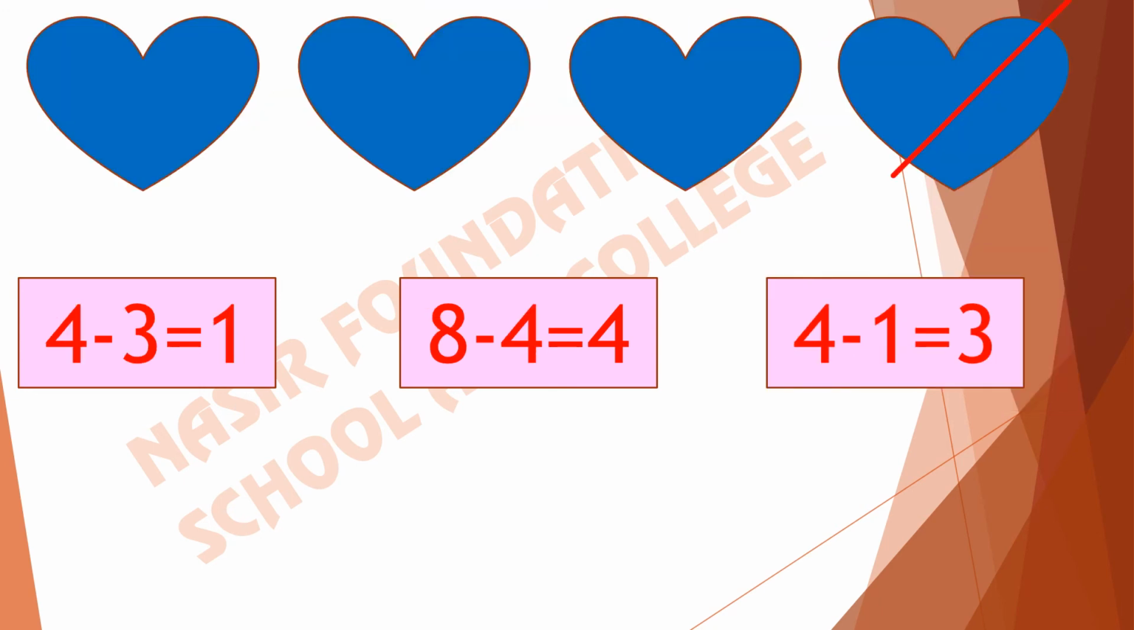Here some of the hearts are given and some are subtracted from them. We have to find out which subtraction sentence matches with this figure. 4 minus 3 equals to 1. 8 minus 4 equals to 4. Or 4 minus 1 equals to 3.